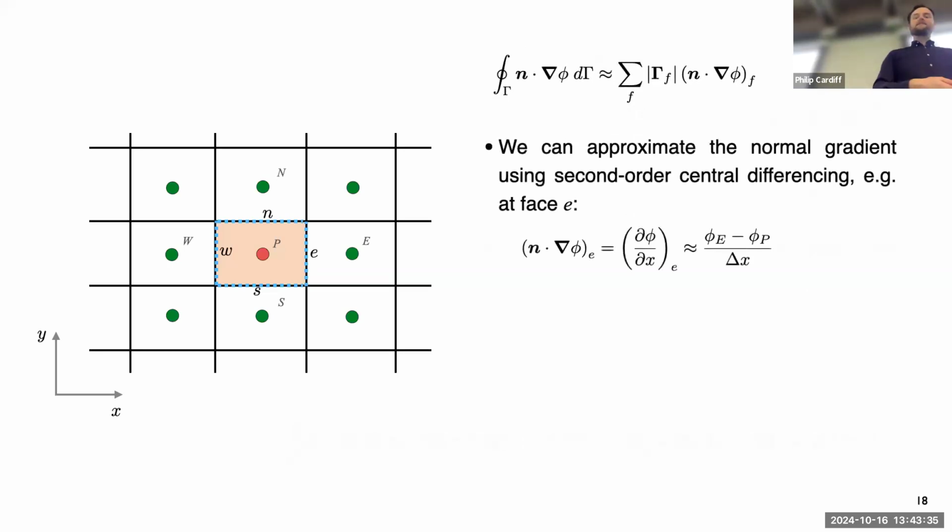And then there's a second level of approximation, just like in finite difference, where we have these two levels of approximation. There's a second approximation where we will try to calculate this n dot grad phi at a face. So how do we do that? So n dot grad phi at a face.